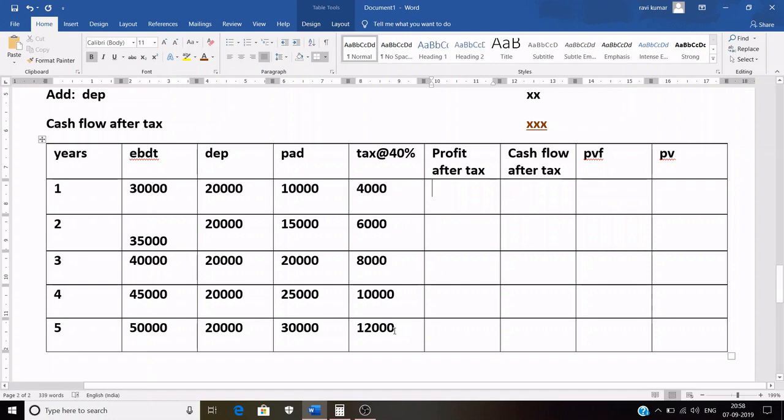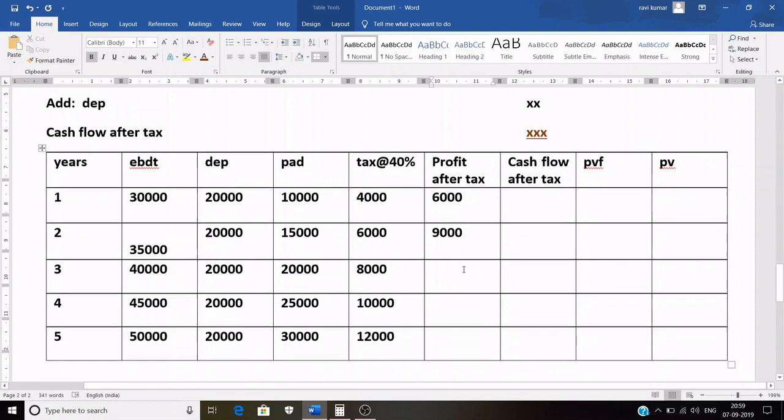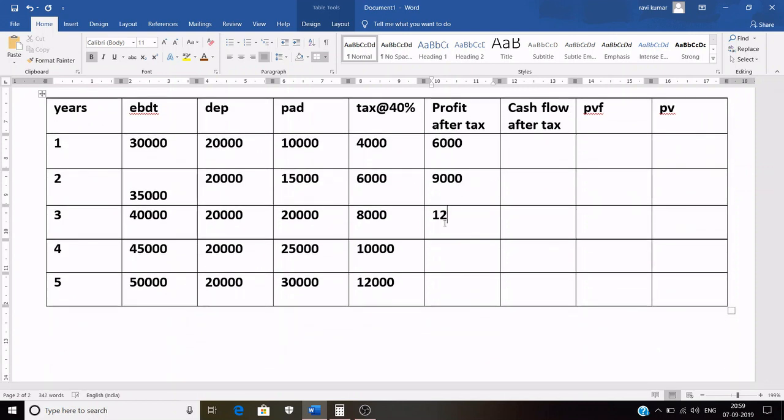Now, after calculating tax, we have to deduct tax from profit after depreciation to calculate profit after tax. So 10,000 minus 4,000 is equal to 6,000. Similarly, deduct 15,000 minus 6,000, that is 9,000. Now 20,000 minus 8,000 is 12,000. Similarly, it is 15,000. And the last, 30,000 minus 12,000, it is 18,000.